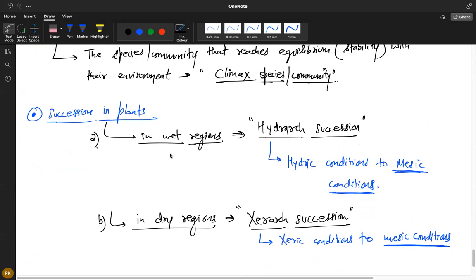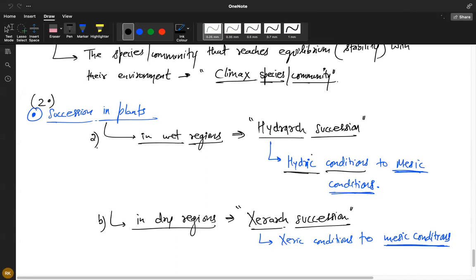So in plants, there can be two types of succession. This is secondary succession now, which we're talking about. So there was already life to begin with, but then it changed over time. That can happen in a way where in the beginning, there was a hydric condition. Hydric means water rich. Slowly the native species started dying and some other species started taking over.